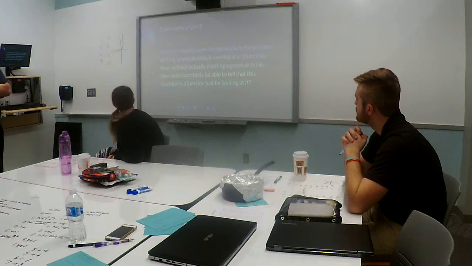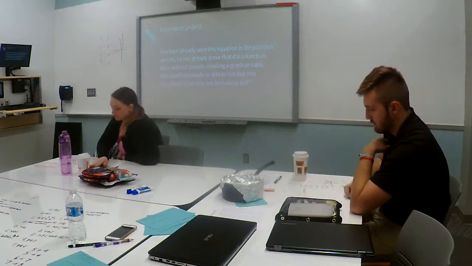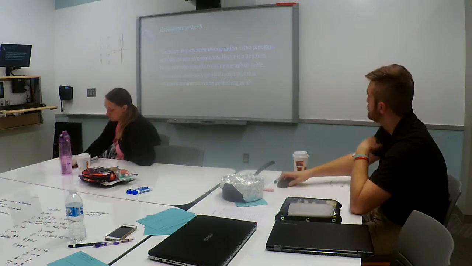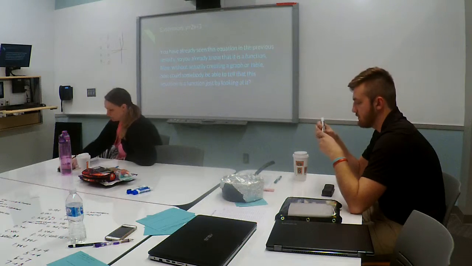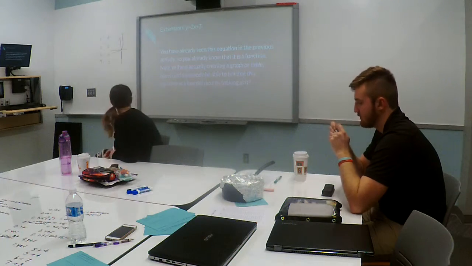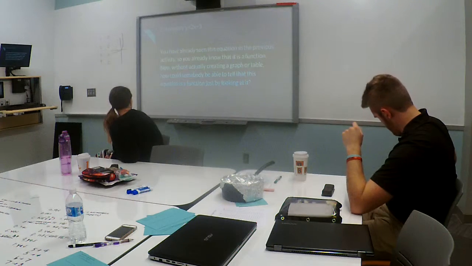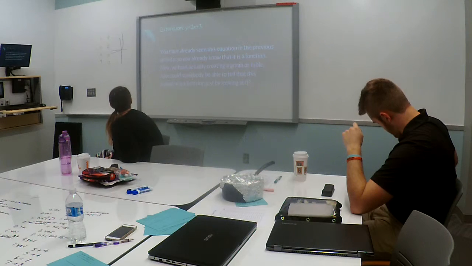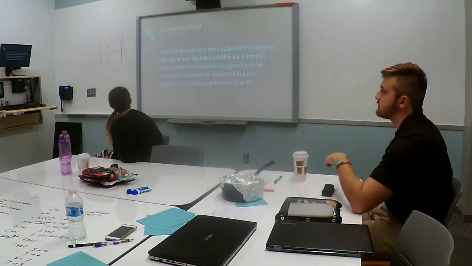So here's my extension, since we have time. Look at the equation y equals 2x plus 3. I didn't really check to see if you graphed it or not, but that might be something the students would do as soon as they see that, to graph it and check their vertical line test after learning it. You've already seen this equation in the previous activity, so we've already established that it is a function. But now, without actually creating a graph or a table, how could somebody tell that this equation is a function just by looking at it?